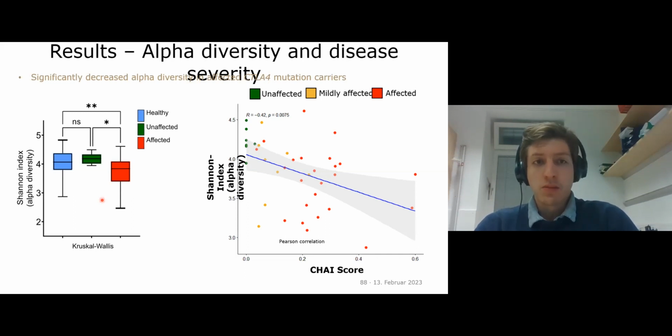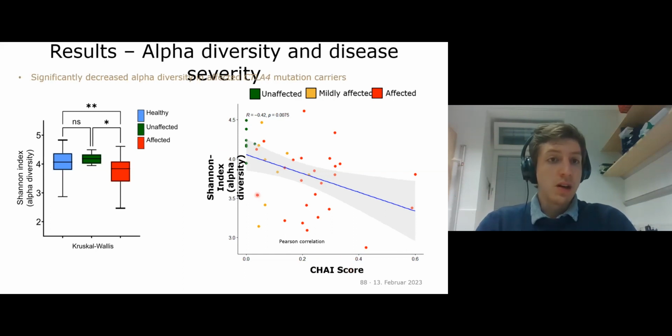This is a very common measurement in gut microbiome studies. And interestingly, what we found is that patients who are affected by the CTLA4 disease had a significantly decreased alpha diversity compared to healthy individuals, but as well, the diversity was decreased compared to individuals who are unaffected by the disease and have the mutations. And interestingly, there was no difference in alpha diversity between healthy controls as well as the unaffected individuals.